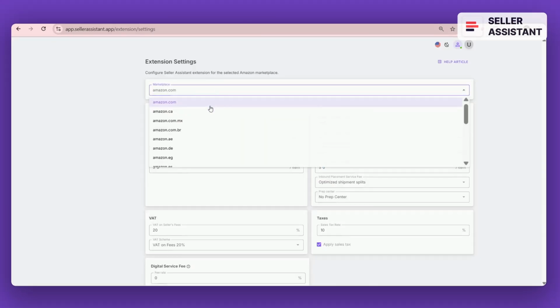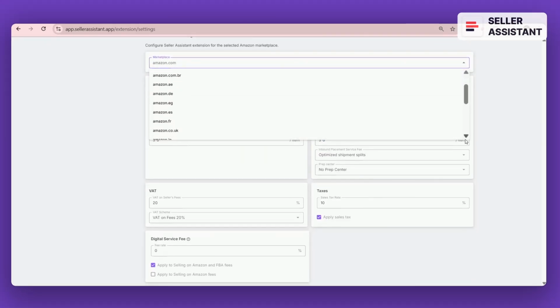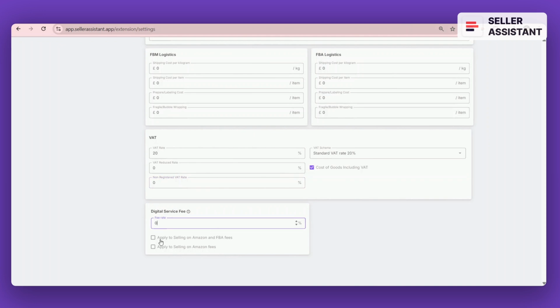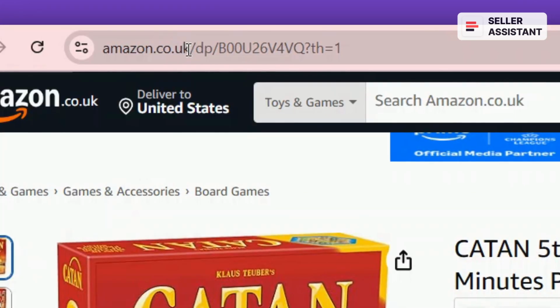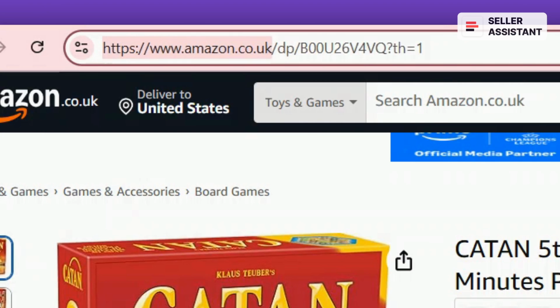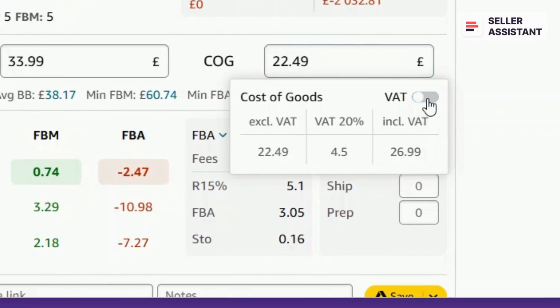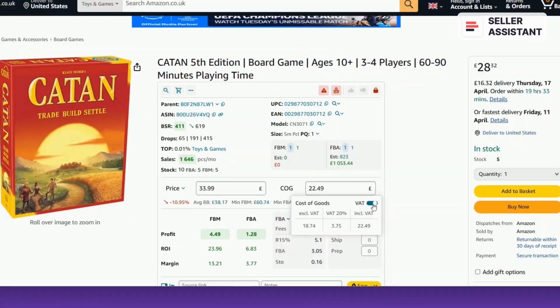Seller Assistant supports VAT calculation and European VAT. You can choose your VAT scheme: no VAT, standard VAT rate, reduced VAT rate, non-registered VAT for UK sellers, and VAT on fees for European sellers who sell on Amazon US or Canada. Incoming VAT for the cost of goods is supported. To calculate it, enter COG, click it, and switch the VAT toggle in the pop-up. Seller Assistant will calculate your VAT.